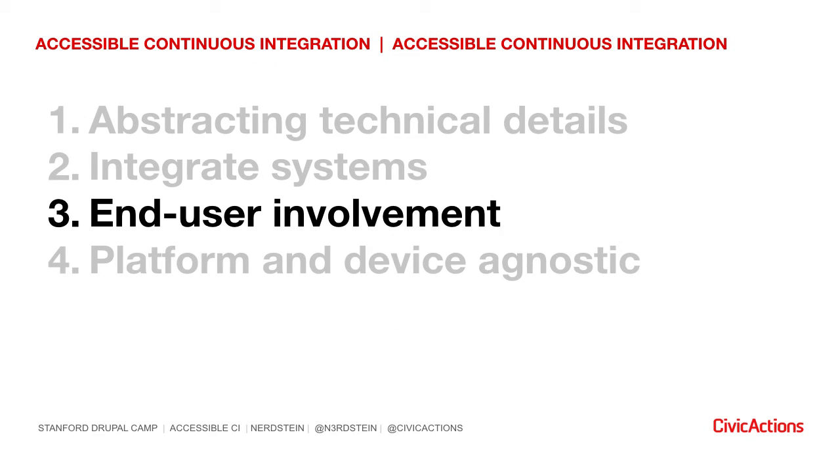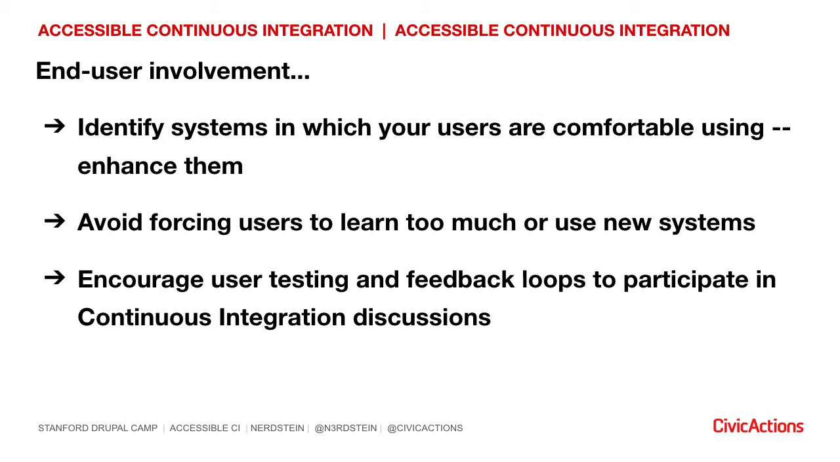The next part is end user involvement. And I think this is kind of cliche right now, because continuous integration so far has only really been accessible for technical audiences. So this might be a bit taboo, but let's give it a shot. How might you involve end users? Well, I think the first step is really identifying systems that users are comfortable using. And once you have found the things that they're comfortable with, then you should work to enhance them within the things that you would like to extend for your continuous integration strategy.